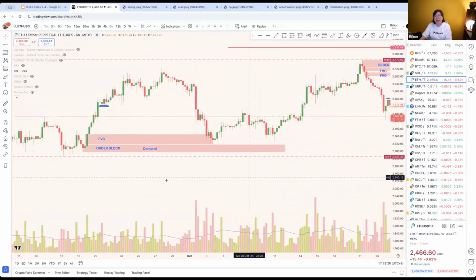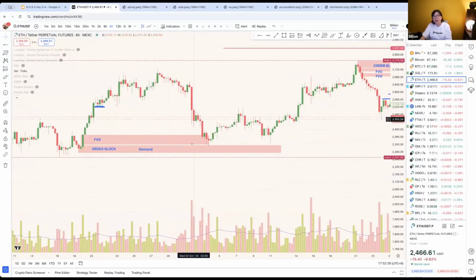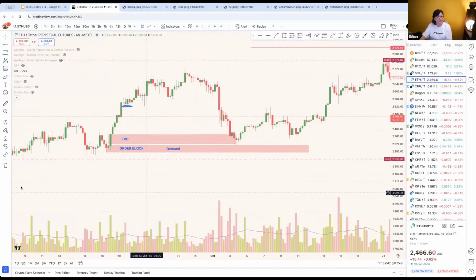So for me, again, I have repeated that many times. If it comes down, I will not set my order here. I will wait for a green candle and if it shows me a good sign, I move. Got it? This is a top pattern. This is how Billion trades.